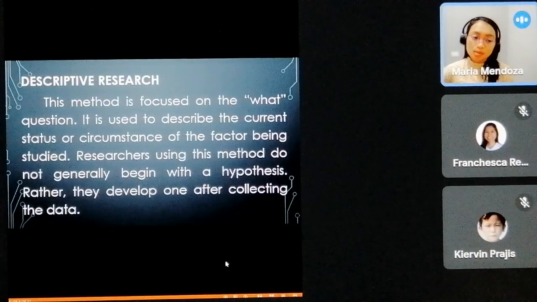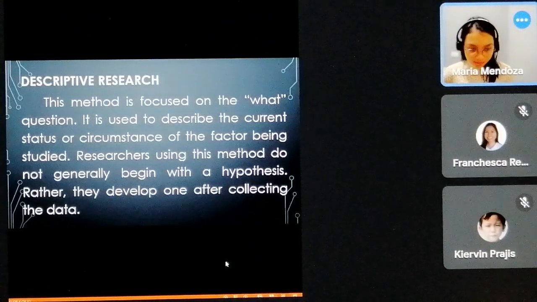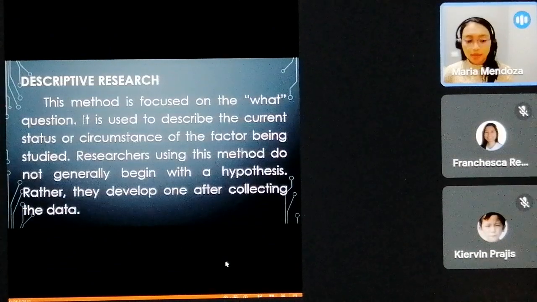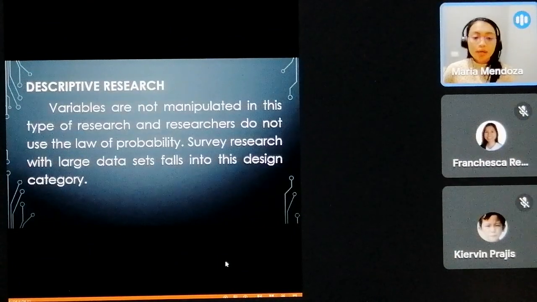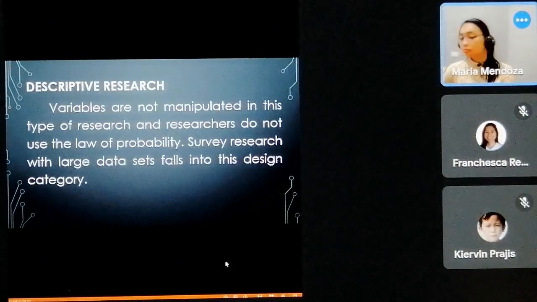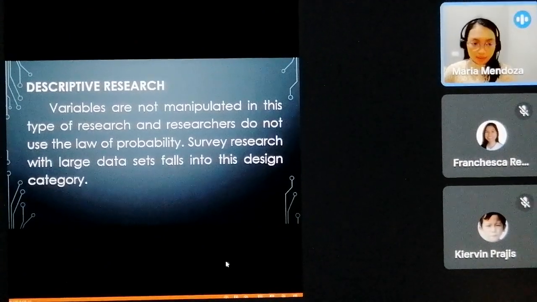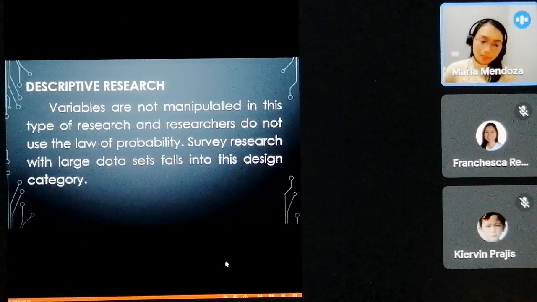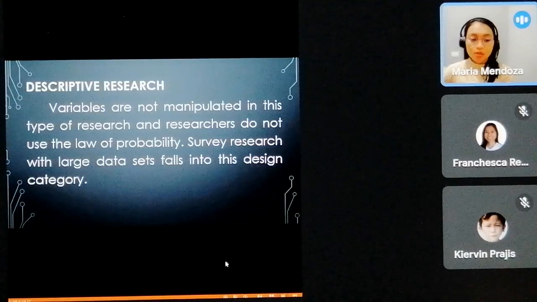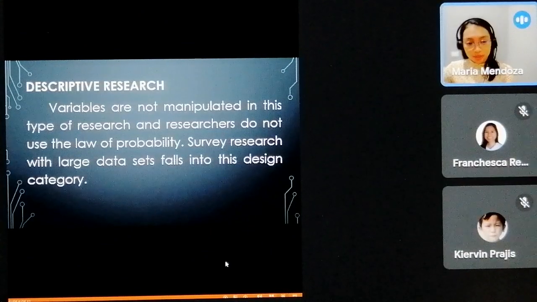Because you are going to study the opinion of other people. The reason why their answers would be your hypothesis. Rather, they develop one after collecting the data. Okay? So after the interview, after the survey, that would be the time that the researcher will have his or her own hypothesis about the topic. So variables are not manipulated. Okay, variables are not manipulated in this type of research, and researchers do not use the law of probability. Because descriptive is more on opinions, debates, and expressions. The reason why the law of probability is not used in this kind of research.